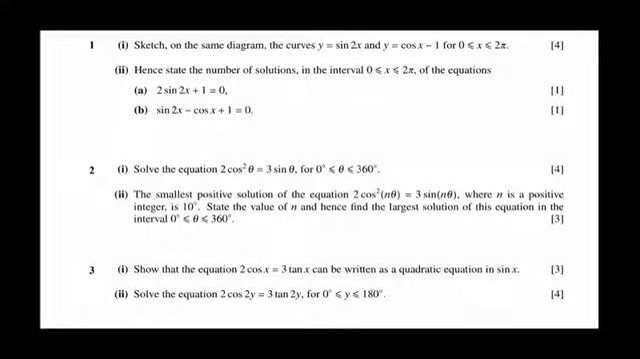Now let's check question number 2. It has 2 parts. First part is solve the equation 2 cos square theta is equal to 3 sin theta for theta from 0 degrees to 360 degrees. And the second part is that the smallest positive value of the equation 2 cos square n theta is equal to 3 sin n theta, where n is a positive integer, is 10 degrees. So in this question, the smallest possible value of the solution is given as 10 degrees.